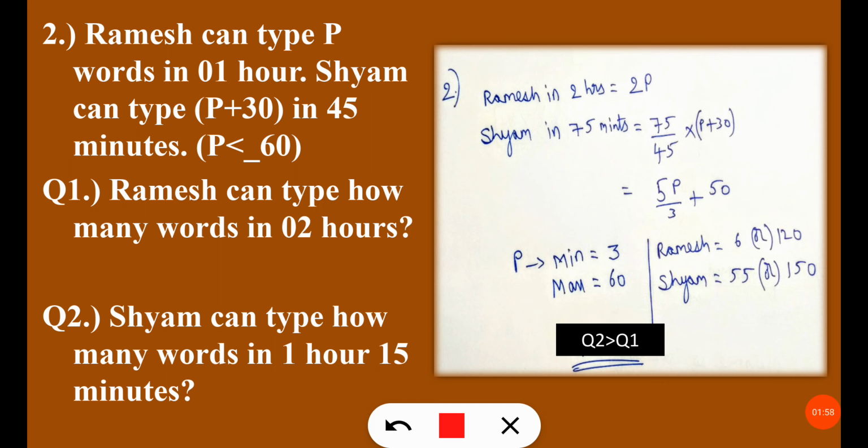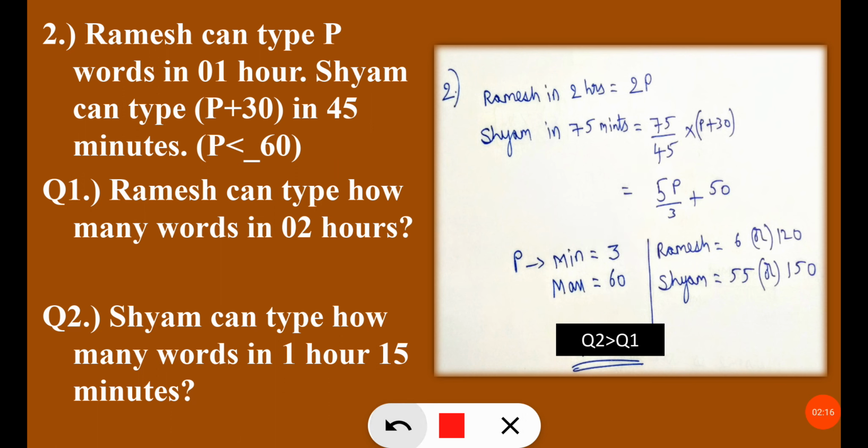Here, if we observe carefully, the P value is a multiple of 3 because in the denominator 3 is there. So the minimum P value is 3 and the maximum multiple of 3 is 60 because as per the condition P is less than or equal to 60.